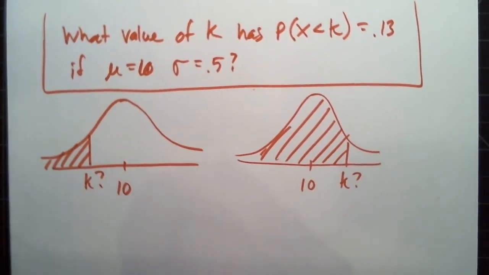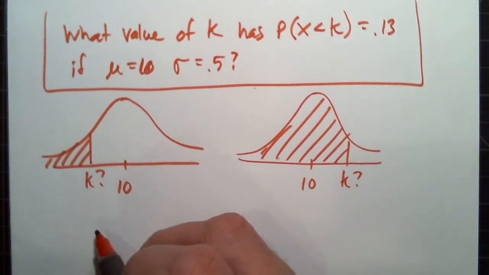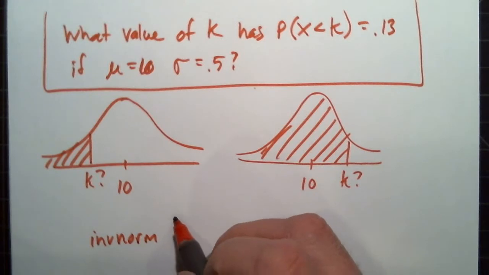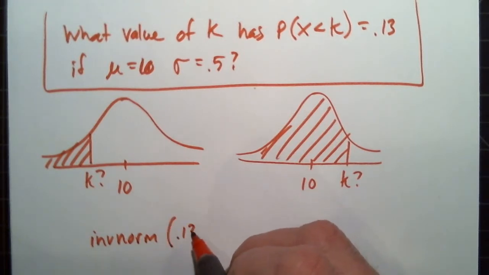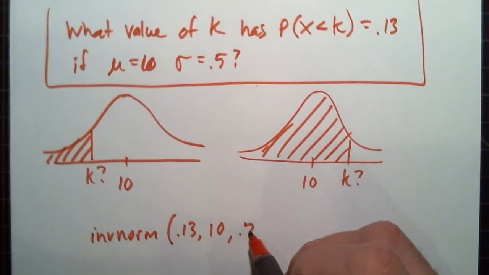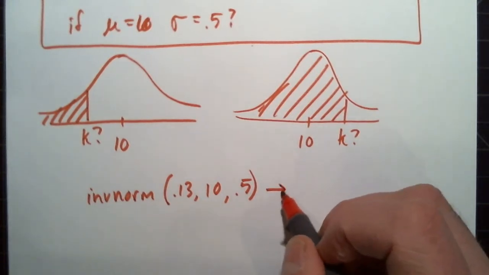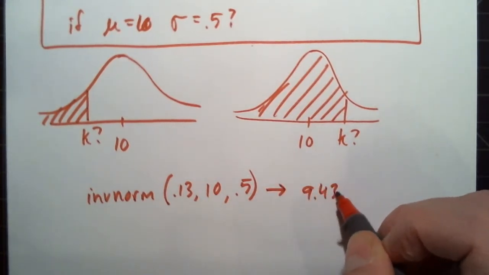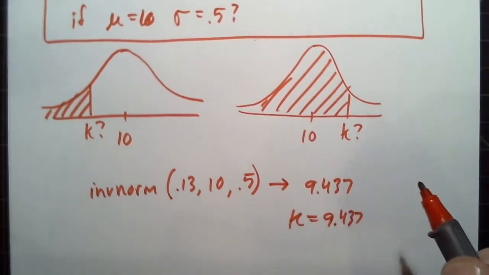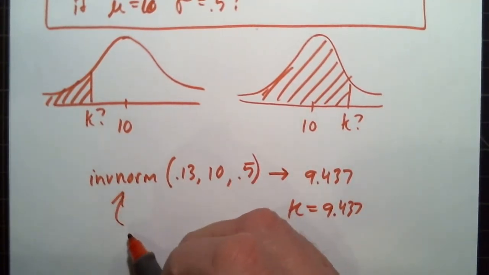And that means we need to do in the calculator, we use inverse norm, and it's going to be the probability, and then we can give it the mean and the standard deviation. So that gives 9.437. K equals 9.437.